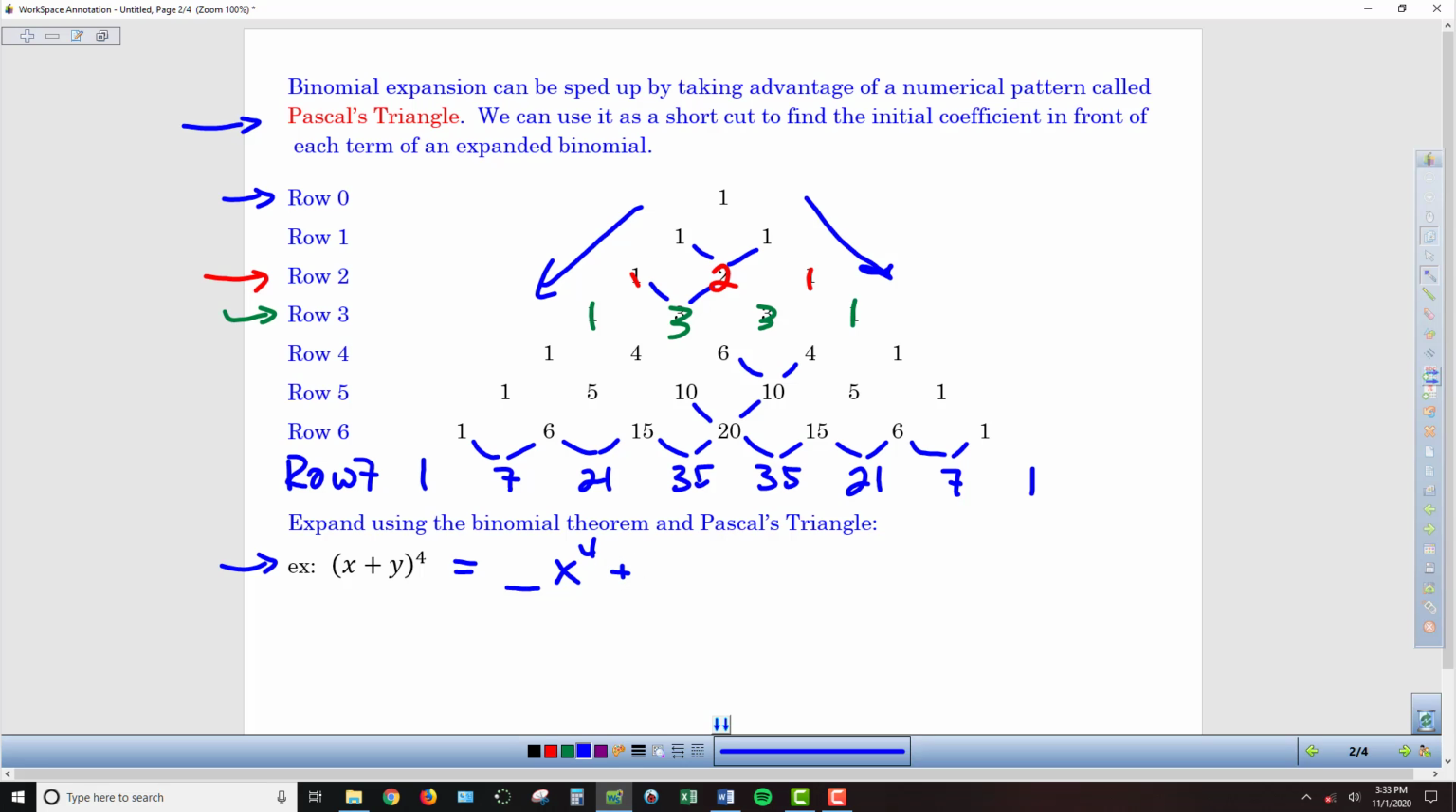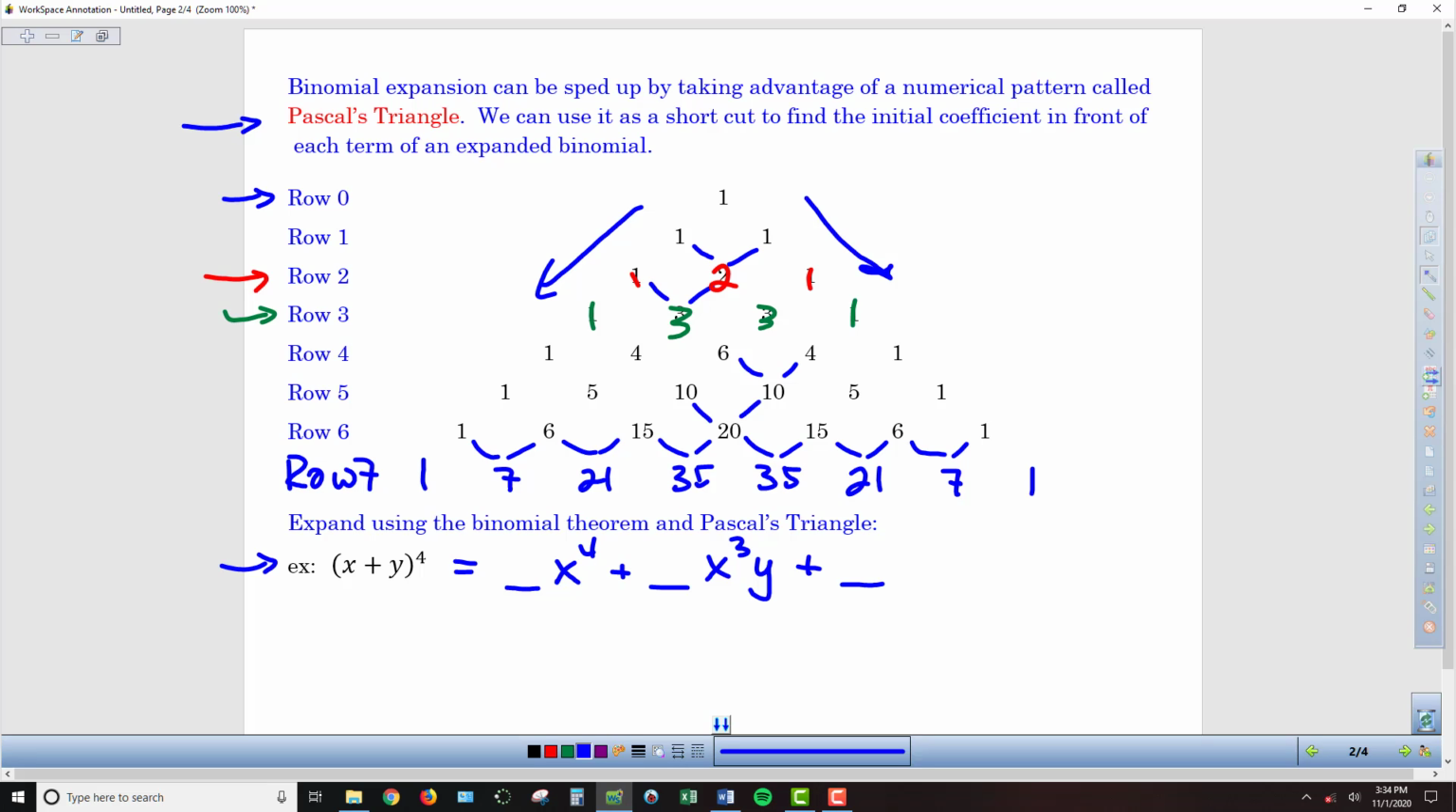Then I'm going to have plus, I'm going to need a coefficient there, and now my x's are counting down in their exponents while the y's are counting up. So I'm going to have x to the third, counting down, and then y to the first, or just y. Then my next term, again, I'm going to leave a blank there for the coefficient. I'll go back and fill those in in a moment.